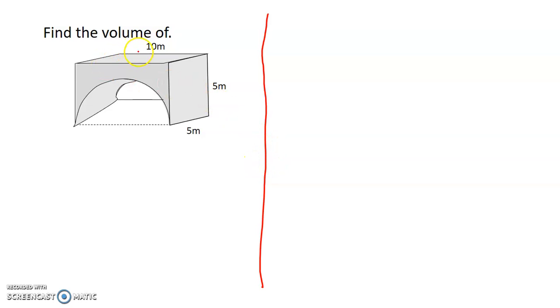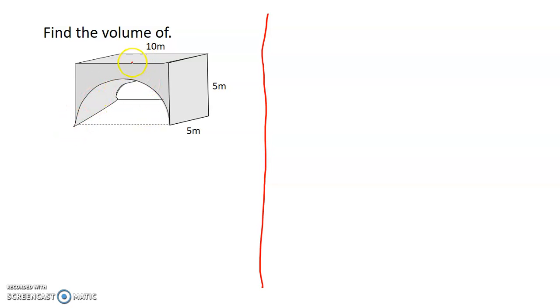So here we're looking at the volume of a composite solid. Now there's two different ways that you can do this. It's why I've got the page split in half. Pretty much do whichever way suits you, but I will show you both of them. So this shape here is a rectangular prism, and it's got this half a cylinder missed from it.